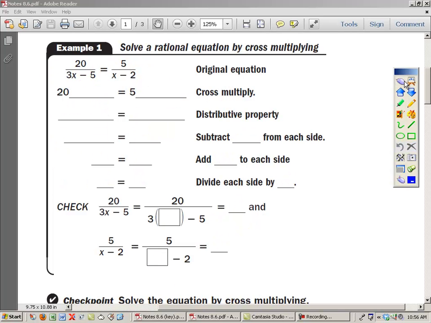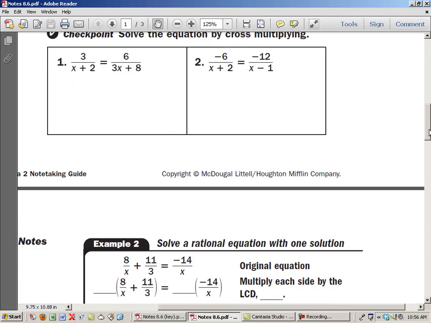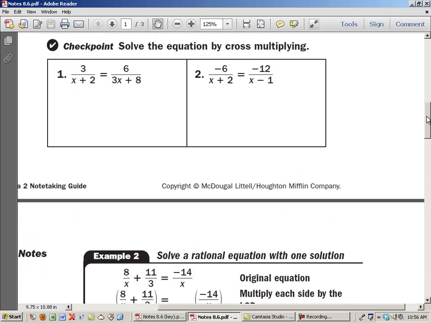All right, let's try a couple checkpoints here. Why don't you guys try numbers 1 and 2? We'll be right back with solutions. Make sure you're pausing your video and trying these examples.